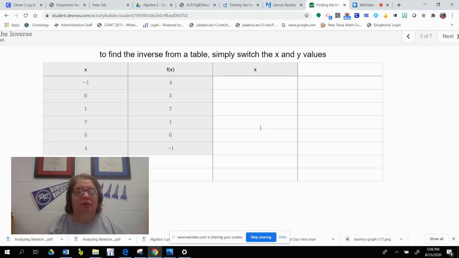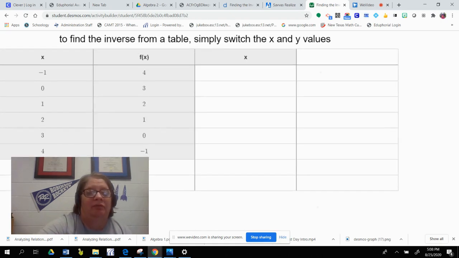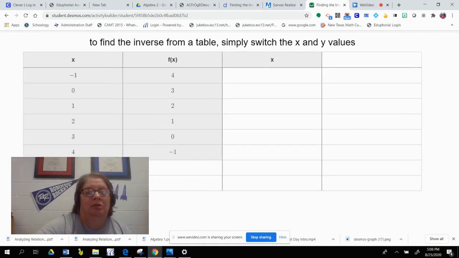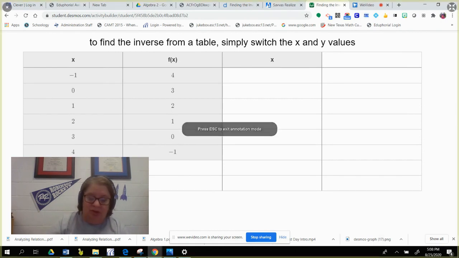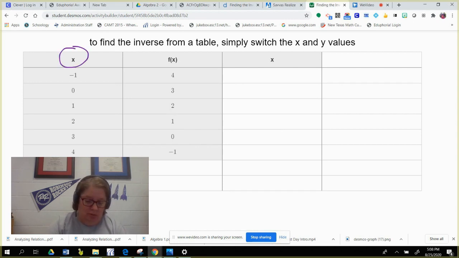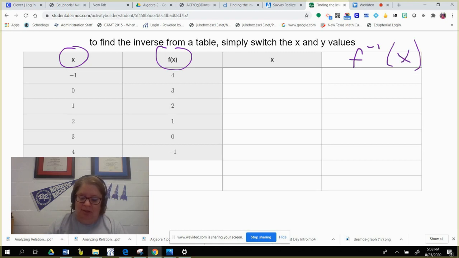When you find the inverse from a table, it's really easy. All you do is switch the x and the y. So if we take this first table on the left and we wanted to make the inverse, we would just simply switch the x and the y. That's all you do. So if this is the original and we want to make the inverse, we just switch it.